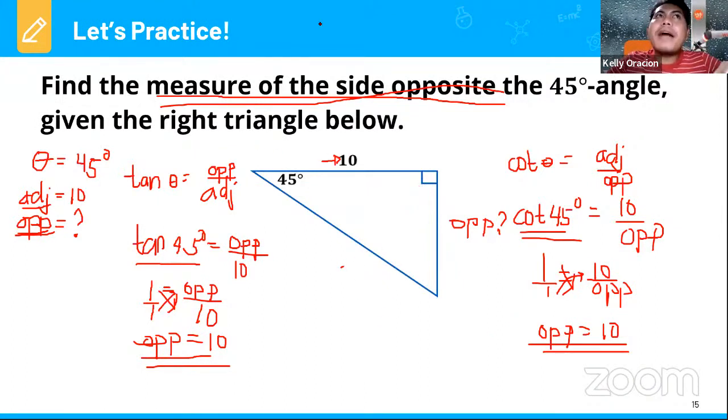So kayo na bahala mag-recheck sa Symbolab at saka sa calculator. Kayo na bahala mag-recheck, but basta tama ang answer na 10. And it is the process. This is the manual process. Okay, so take your time to copy.